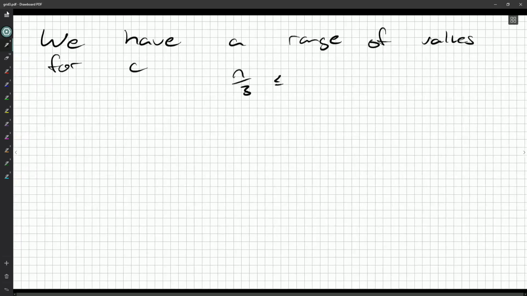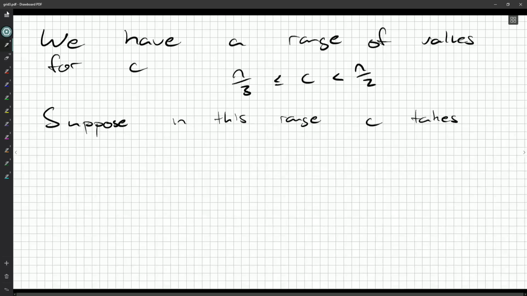It can be as low as n over 3. It can't be bigger than n over 2. It'd be really nice to know the evens and odds in this range, because suppose C takes on E even values and O odd values.